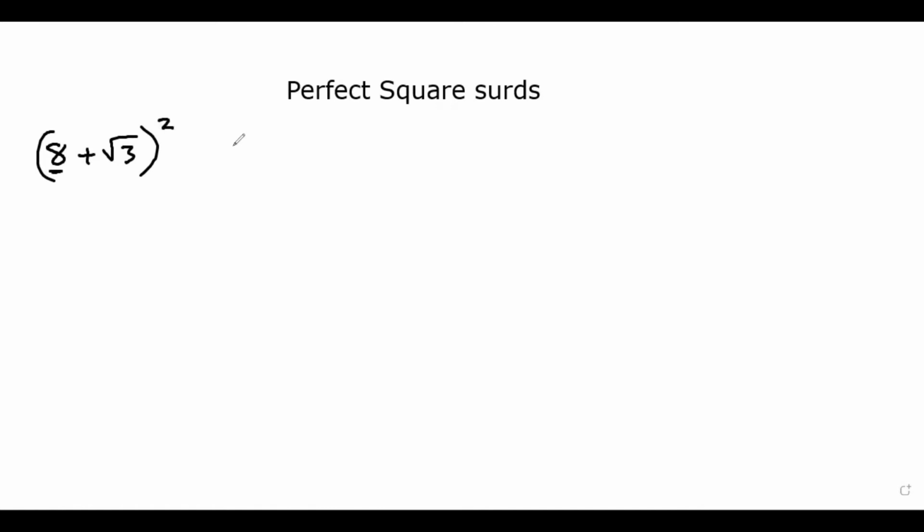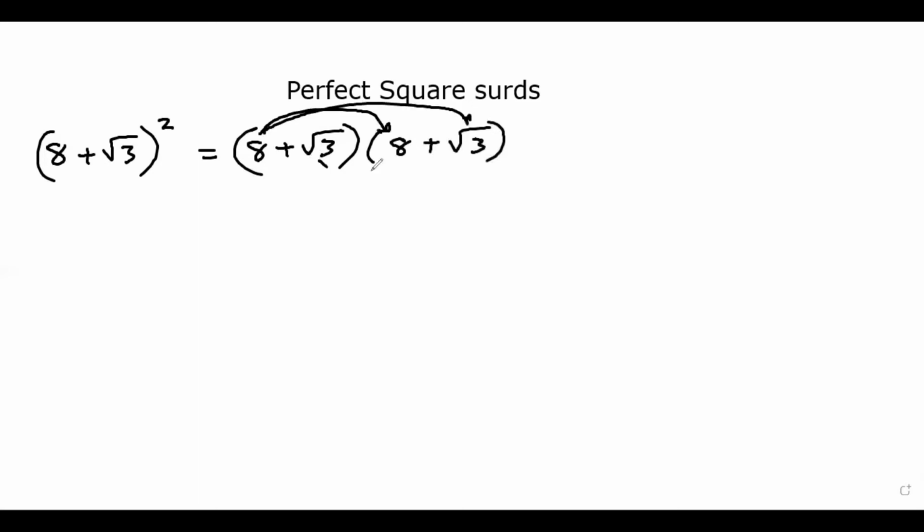So the first thing you want to do is, this means you're multiplying what is inside a bracket by itself. So it would be 8 plus root 3 times 8 plus root 3. Now we'll be multiplying this by this, distributing this by this, and this by this. So let me do it in parts. 8 times 8, that would be 8 squared. And then you'd have 8 times root 3, so that would be plus 8 root 3. Then it would be root 3 times 8, which is the same thing as 8 root 3.